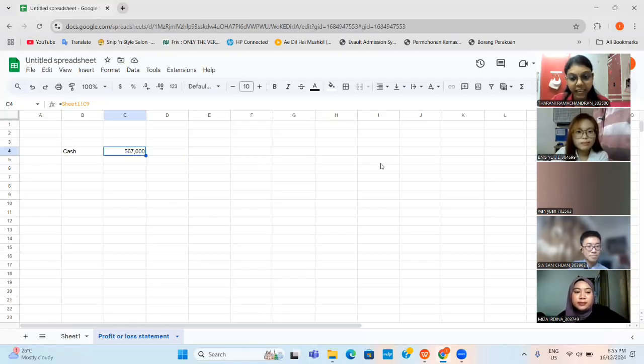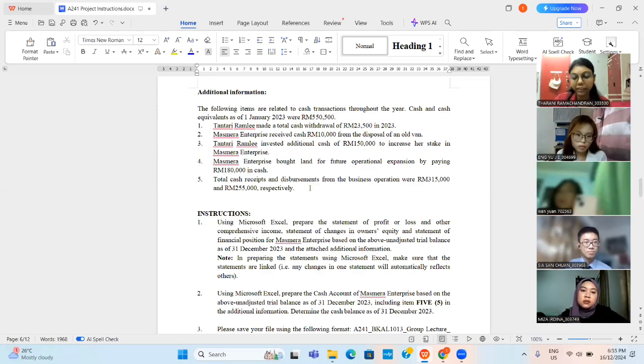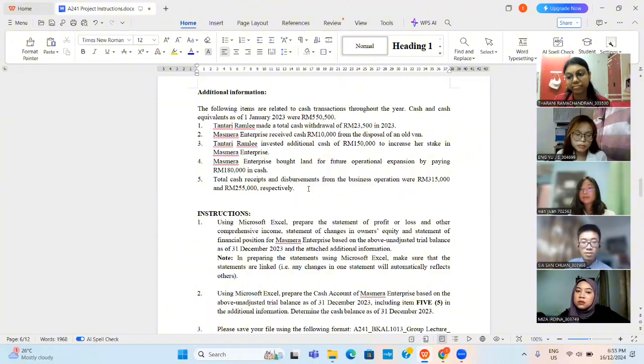Okay, let's go to the second question. The second question is we have to prepare a cash account, because this amount we will use in the current asset. So we have to prepare it first. We have to adjust first. Anyone have any idea how to solve this question? Anyone? Okay, for this question, I'm willing to give it a try.